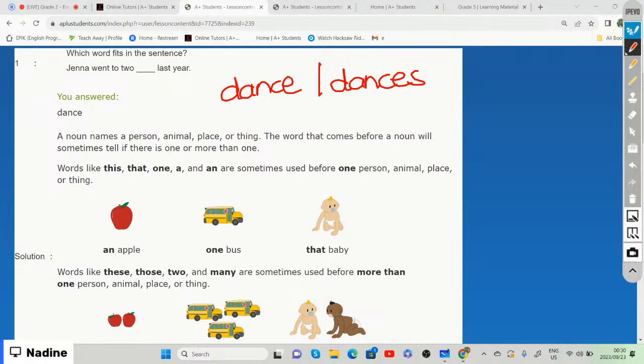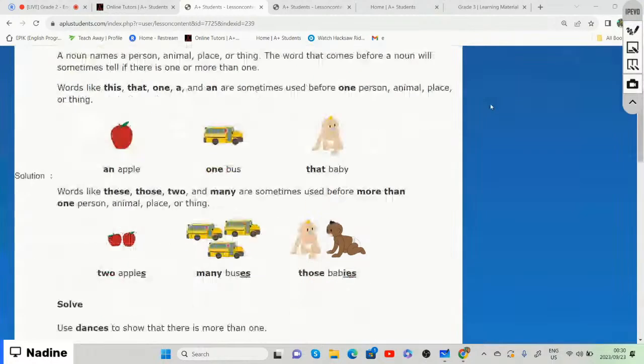All right, so which means that if we say two, then we're referring to the plural form of dances. So Jenna went to two dances. Two dances. And it shows plural form.